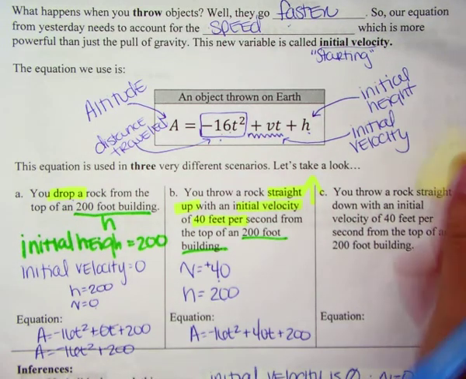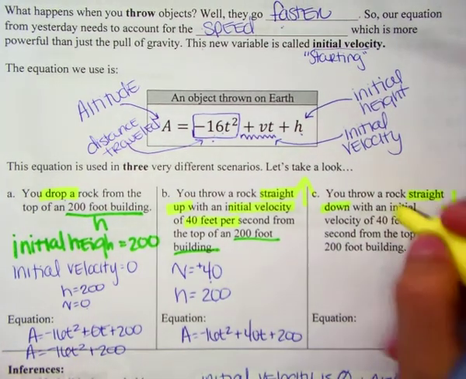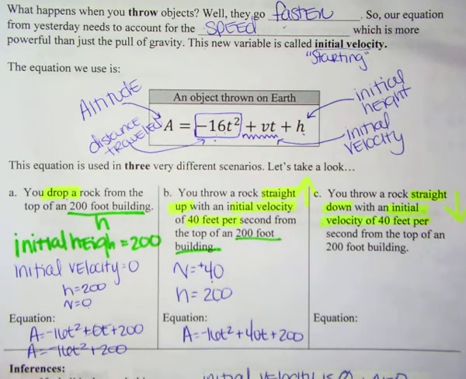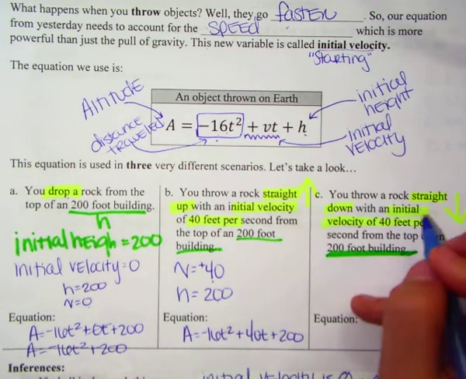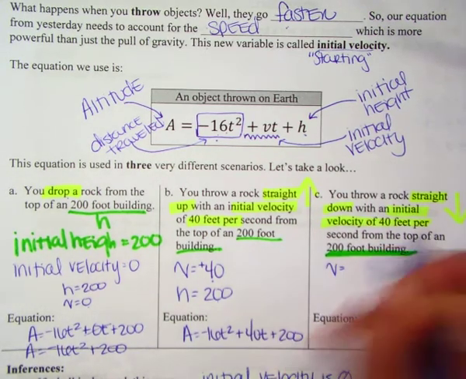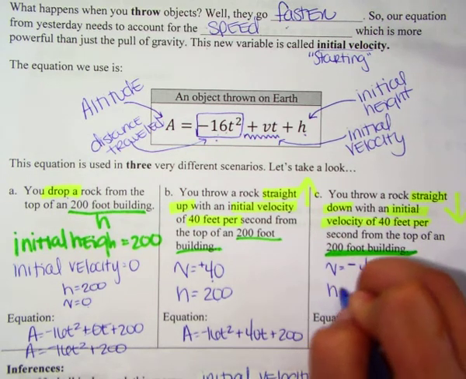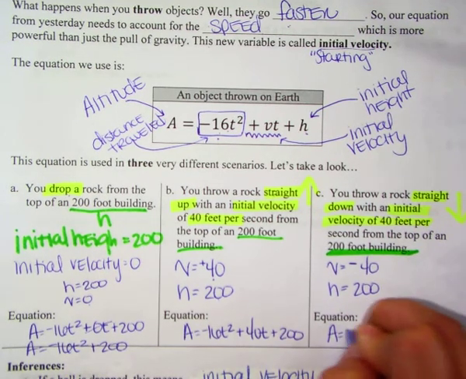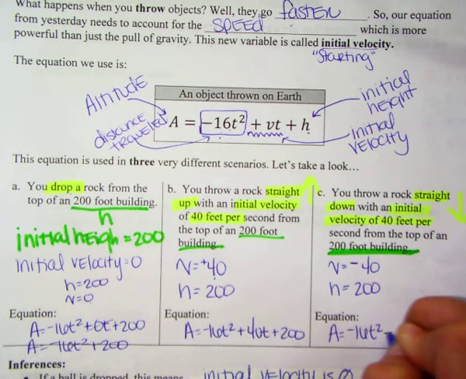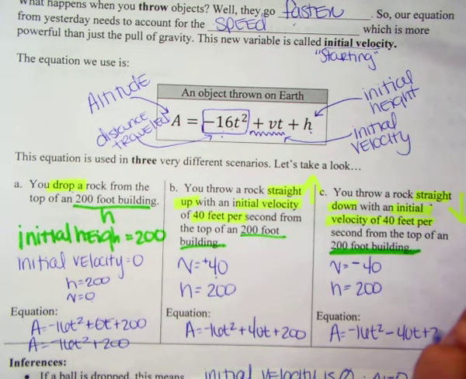Lastly, you throw a rock straight down. So our initial velocity is going to be negative, with an initial velocity of 40 feet per second, standing from the top of a 200-foot building. So straight down, that's referring to the initial velocity. What is our starting speed? So if we're throwing it down, it'll be negative 40 feet per second. And then on top of a 200-foot building, that'll be our height. So a equals negative 16t squared minus 40t, again, because we're throwing it straight down, plus 200.